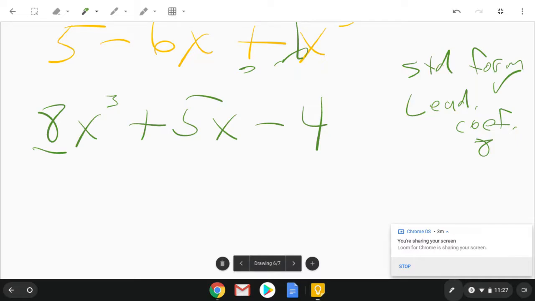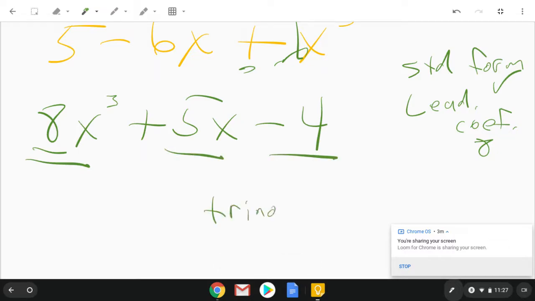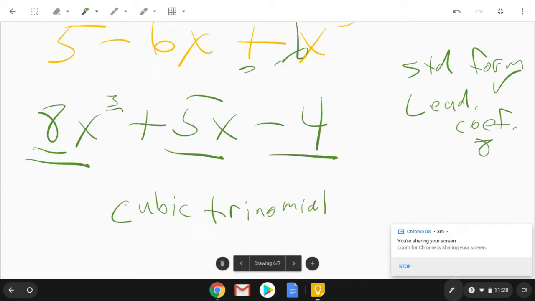And you'll notice it has 1, 2, 3 terms. So that would be considered a trinomial. And what's the highest power? The 3? Well, what did we call a degree 3 polynomial? A special name for it. If it was to the third power, we called it a cubic. So this is a cubic trinomial in standard form with a lead coefficient of 8.